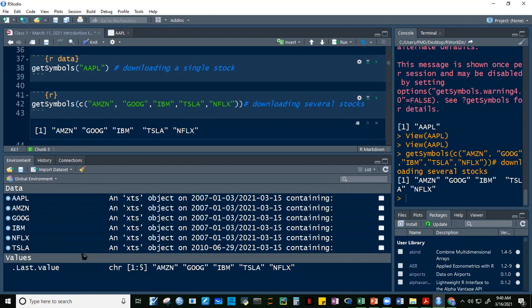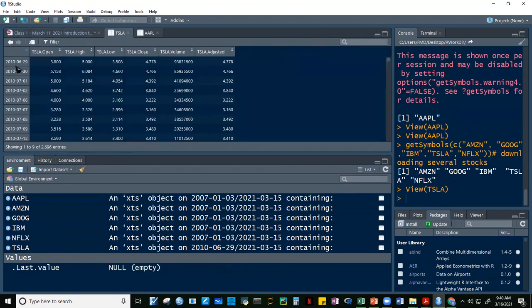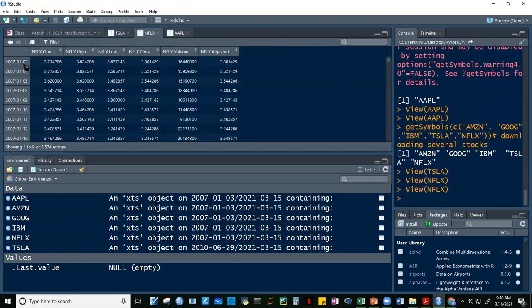Okay, so let's try to explore this. For example, si Tesla. Okay, so nagsimula siya noong June 29, 2010. Okay, 2,696 entries. As compared to Netflix, nagsimula siya noong January 3, no? 3,574 rows of observations. Okay, so far clear, Luisa? Yes, sir. Okay, sige. So let's continue.